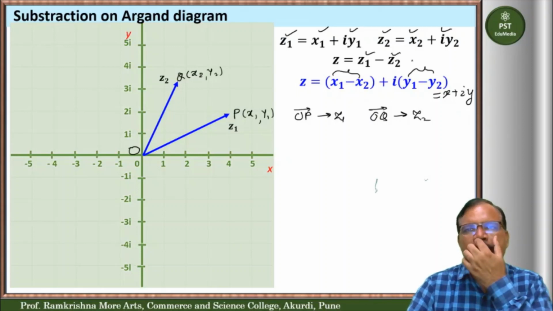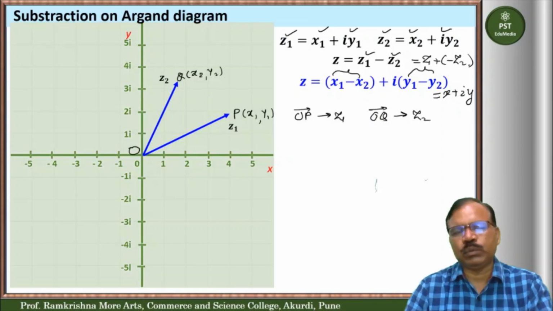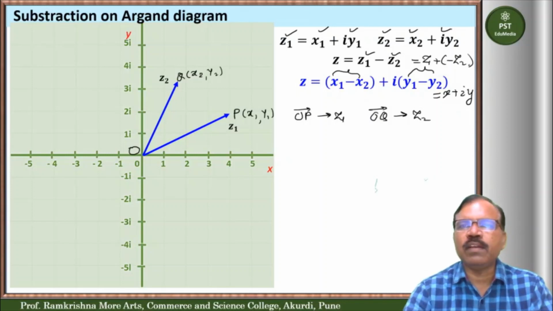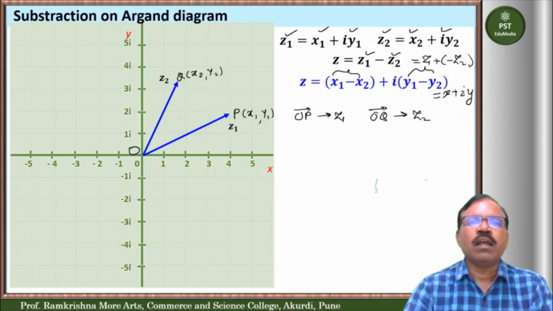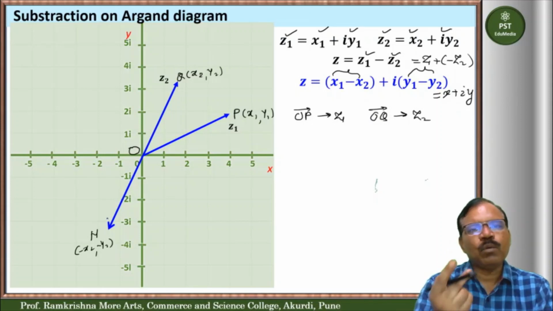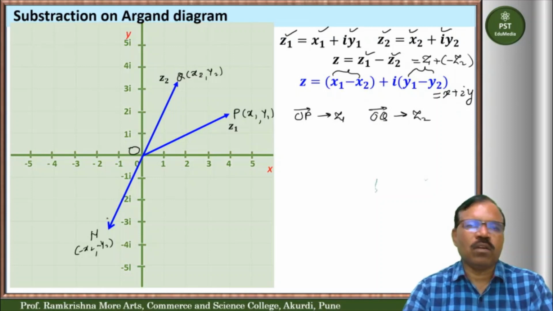Now we have to take subtraction here. So this subtraction I can write Z1 plus in bracket minus Z2. So I have to reverse direction of Z2. So we will take Z2 complex number and we will reverse coordinates. So we will get vector opposite to OQ. Let us call this vector as ON. So ON has coordinates minus x2, minus y2. Now from ON and OP we can draw parallelogram of vectors.